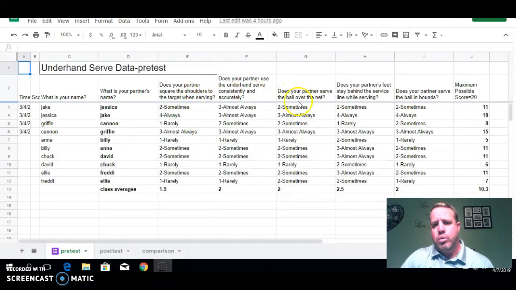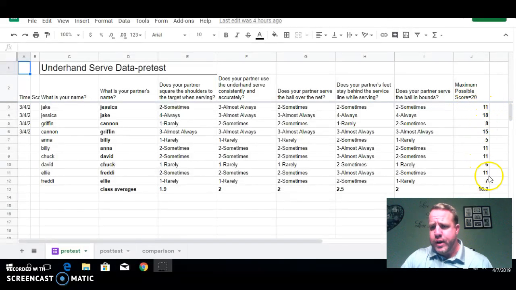I have 1, 2, 3, 4, 5 areas that I'm looking at. Those are based on the learning cues on the rubric for these students. I won't read each one of these, but you can see the different learning cues that they're trying to meet. These scores are based on a 1, which is rarely, 2, sometimes, 3, almost always, and 4, always. All of these will combine for a maximum possible total score of 20.